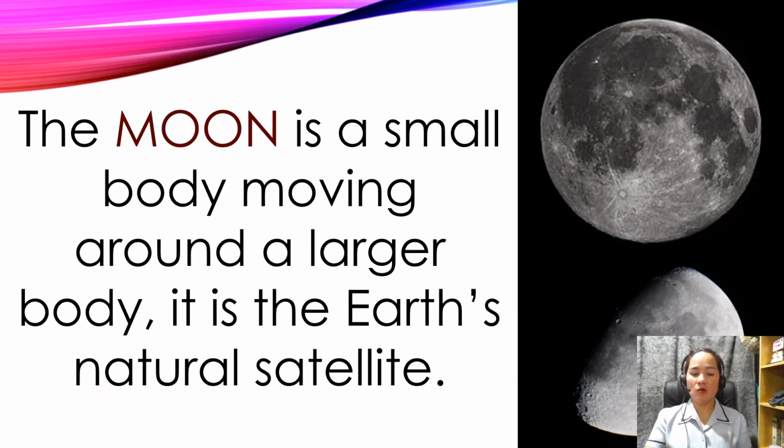So the Earth is much bigger than the Moon. The moon is a small body moving around a larger body. It is the Earth's natural satellite. So we have our own satellite. It's called the moon.